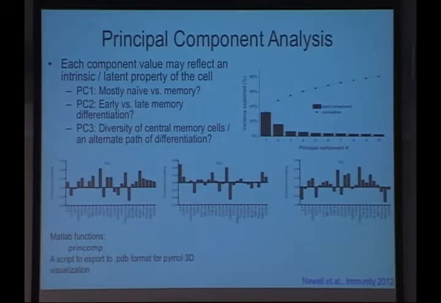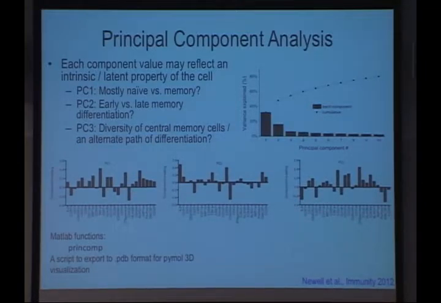And so, like I said, this is unsupervised. But the interpretation of this, as you'll see, is that component 1 explains the difference between naive and memory cells. Component 2 appears to explain differences between early and late stage memory cell differentiation. And then component 3 is a little bit mysterious, but it looks to explain diversity within the central memory compartment. And this is just an interpretation of what we see. And this is based on the princomp function, which is the principal component analysis function in MATLAB.